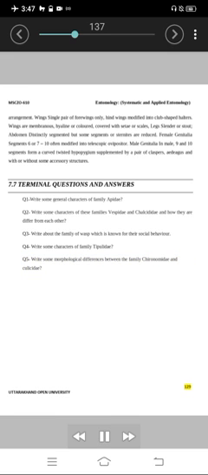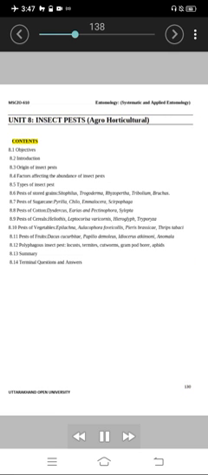Unit 8, Insect Pests, Agro-Horticultural. Contents. 8.1 Objectives. 8.2 Introduction. 8.3 Origin of insect pests. 8.4 Factors affecting the abundance of insect pests. 8.5 Types of insect pest. 8.6 Pests of stored grains: Callosobruchus, Trogoderma, Rhizopertha, Tribolium, Bruchus.